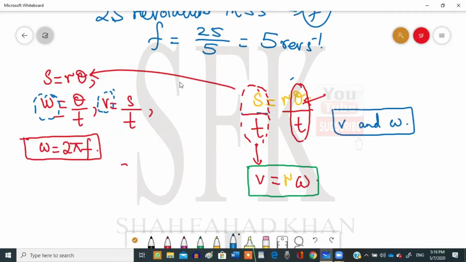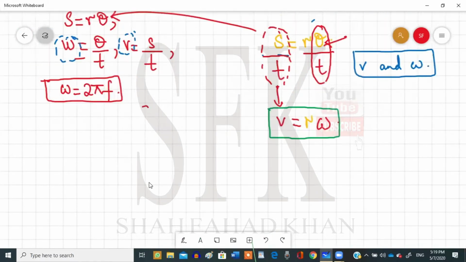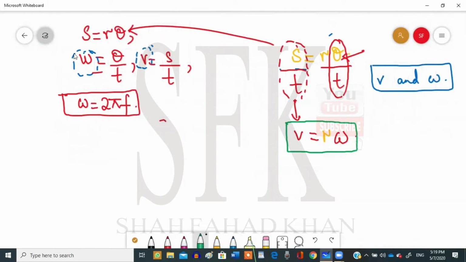I'll repeat. Basically, I'll take another approach to this derivation. You know that v is equal to s upon t, right? You know that velocity is the displacement upon time. Now this displacement, I told you this s can also be written as r theta. This linear displacement is equal to r multiplied by theta. So just plug in that r theta in place of s, and the formula will become r theta divided by capital T.